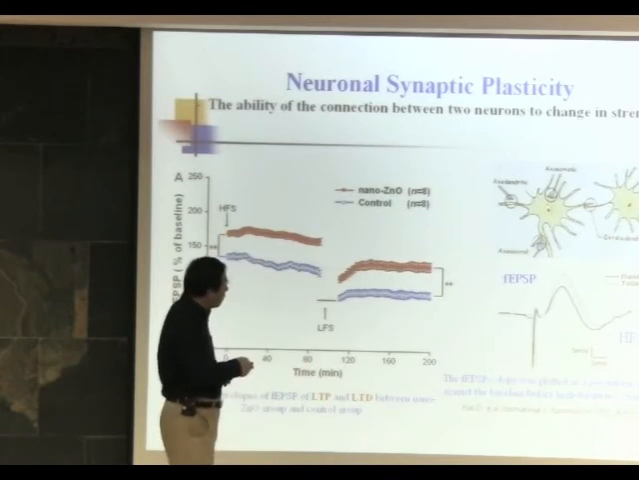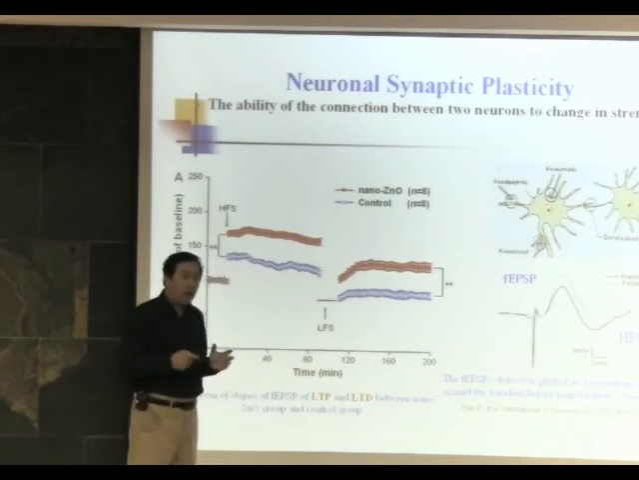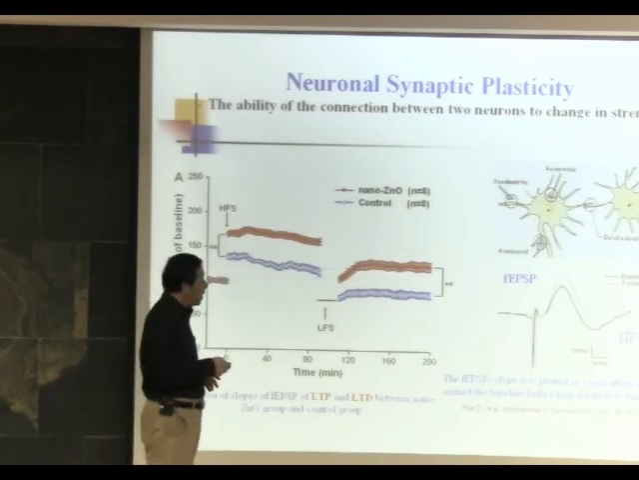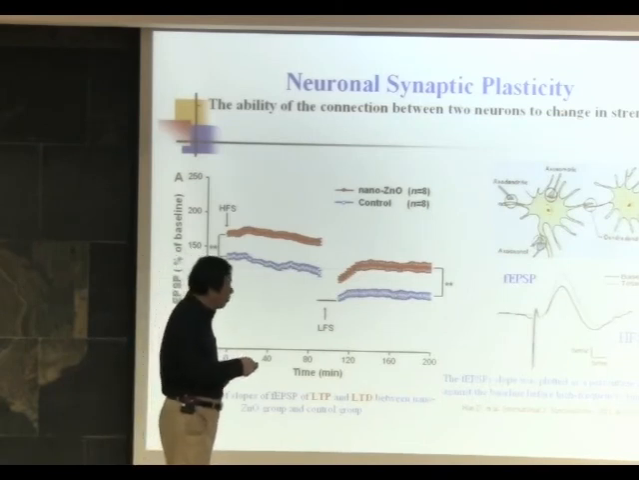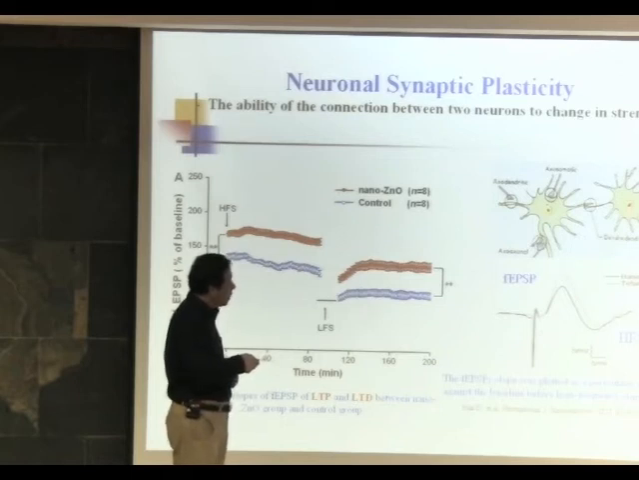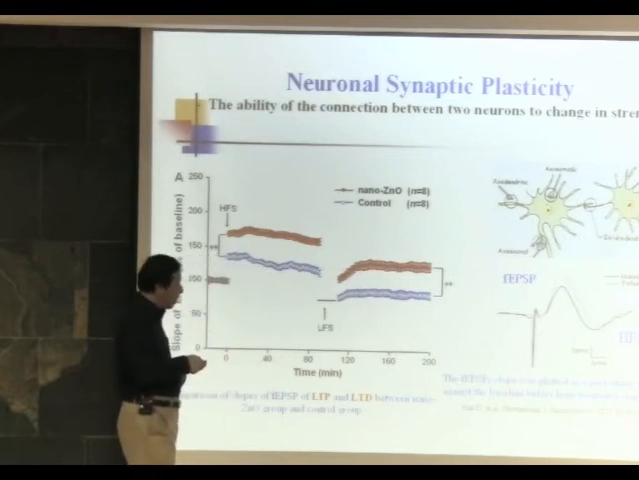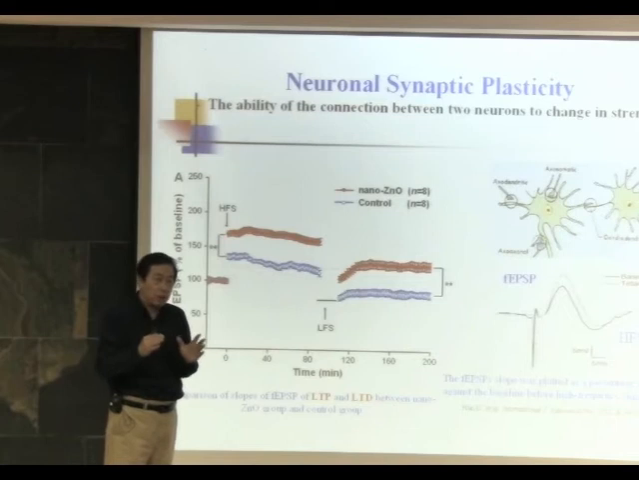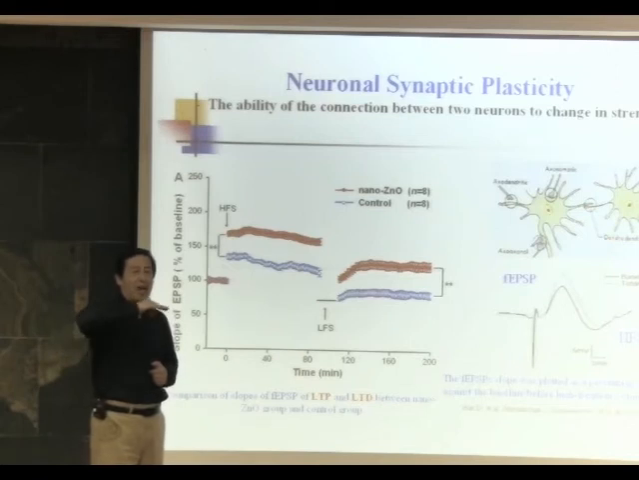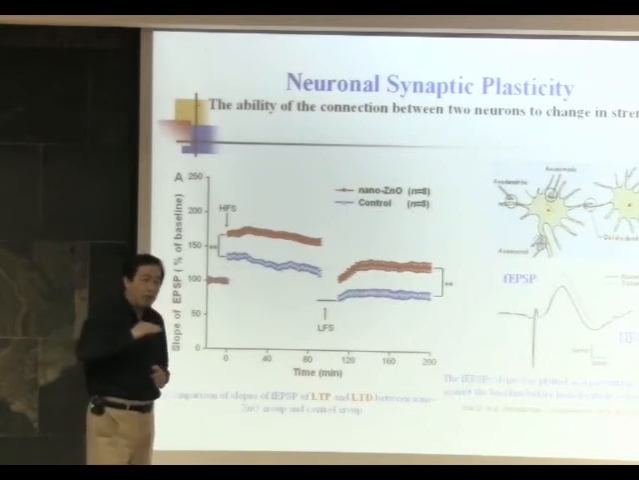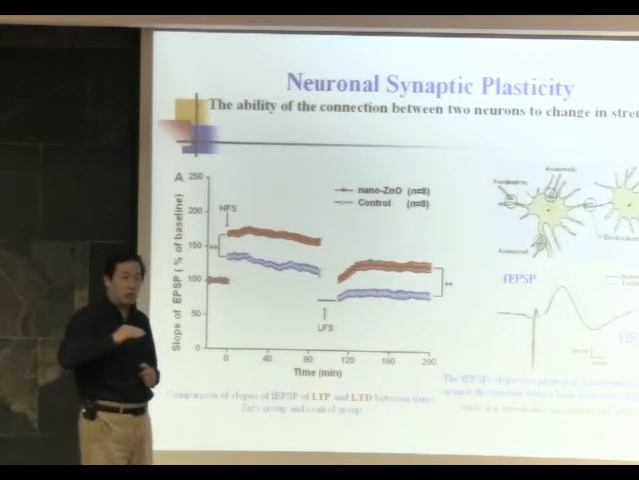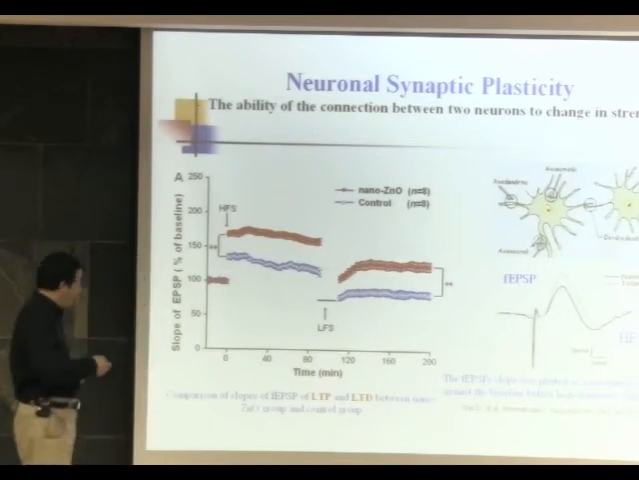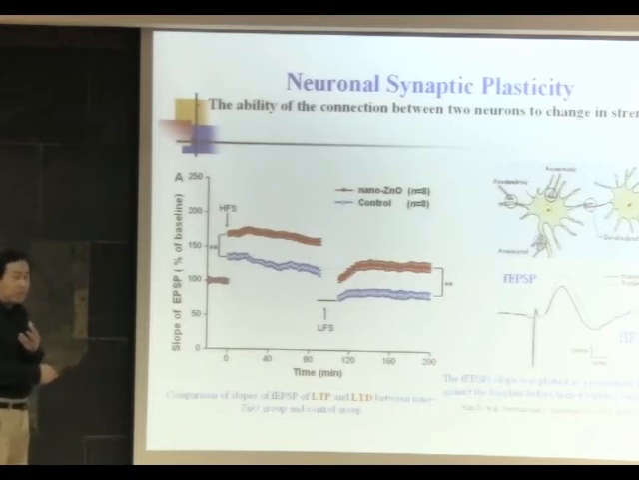If we give some stimulation, for instance high frequency stimulation, and then collect the response from the postsynaptic cells, we find that after the high frequency stimulation stops, the response is maintained at a high level. Such a phenomenon we call synaptic plasticity. And this is how we quantify and measure synaptic plasticity.